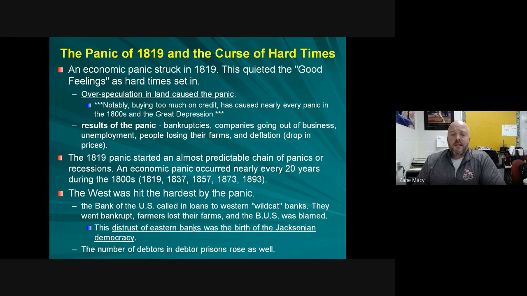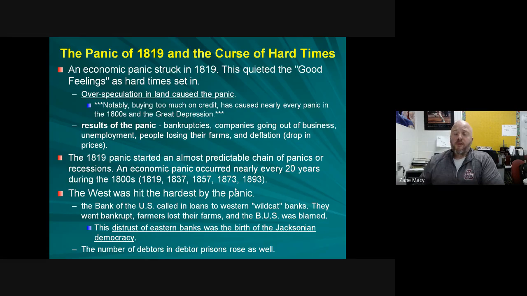Out west, Westerners were probably hit the worst by the Panic of 1819. The Bank of the United States started calling in loans because of the economic hardship, and these, as they referred to them, wildcat banks that the Bank of the United States had loaned money to, so these banks could start up to make loans to people that wanted to buy land as they moved and settled out west. These banks start to go bankrupt.